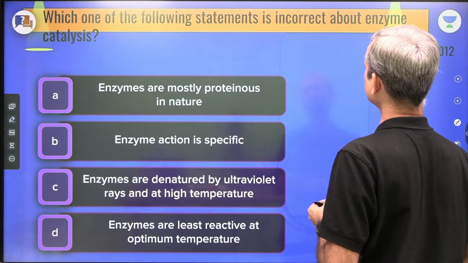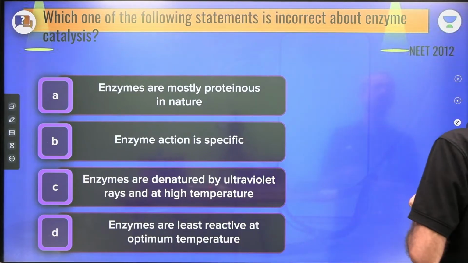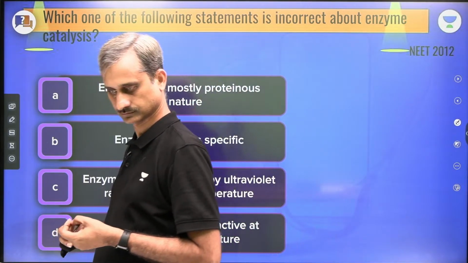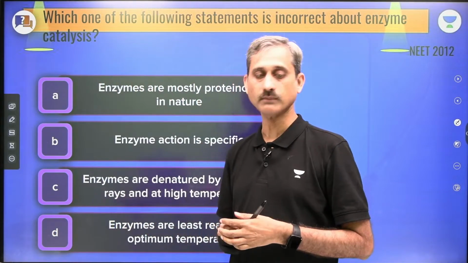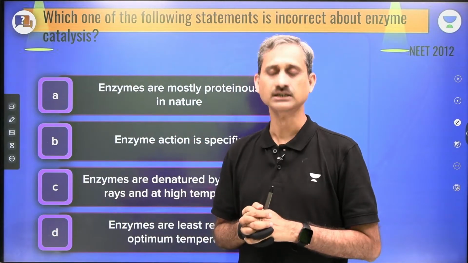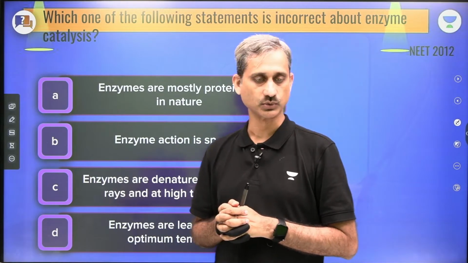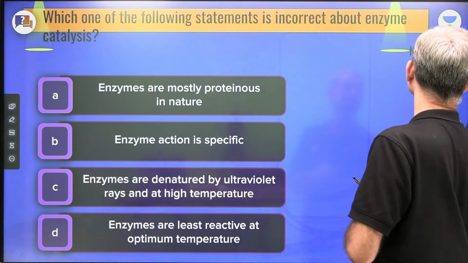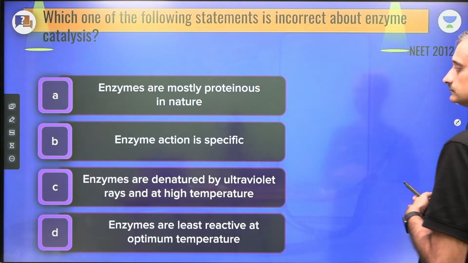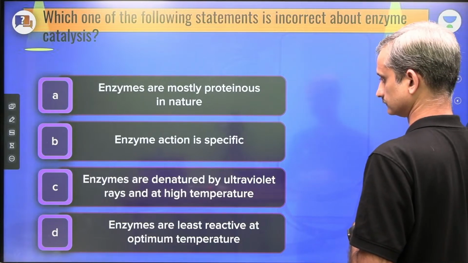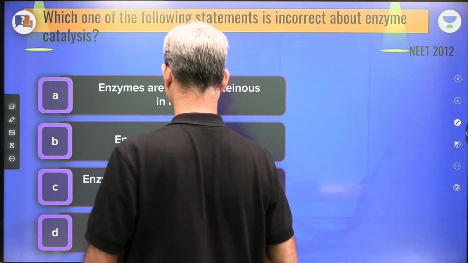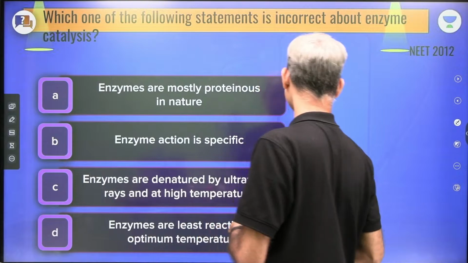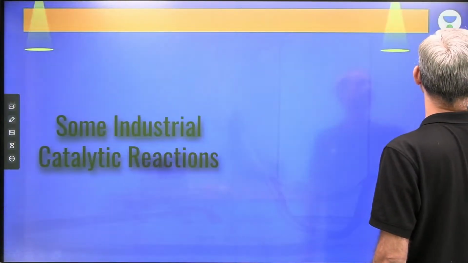Which one of the following statements is incorrect about enzymes? Could you give me the answer? What is activated complex? The complex which is formed due to the combination of the catalyst and the reactant. That is an activated complex through which the product is formed. It's an intermediate. This would be the correct answer, because enzymes are most reactive at the optimum temperature.